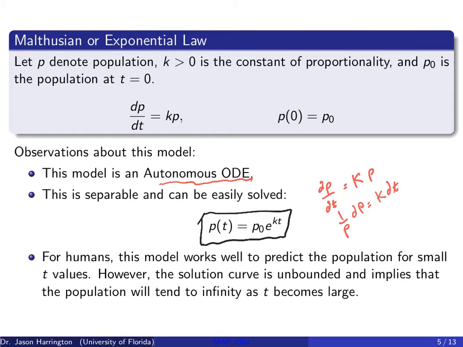So for example, if I want to predict what would the population be of my city next year, or maybe within a decade, then the Malthusian or exponential law is pretty reasonable. But you don't want to use the Malthusian or exponential law for, say, a species of animals in the long run. Like you want to say, okay, what is a species going to do in 1,000 years or 100 years, right? Because what happens is that the solution curve is unbounded, which means that this thing is growing, again, exponentially.